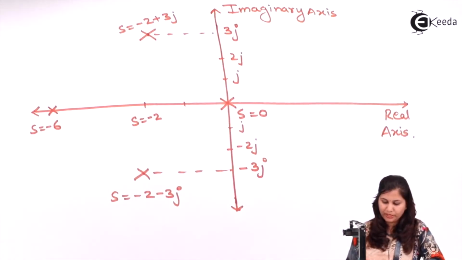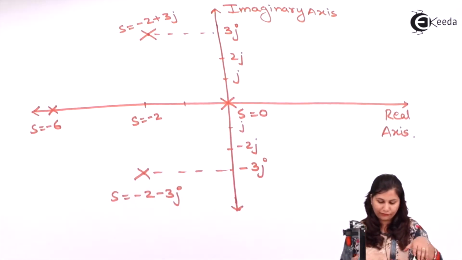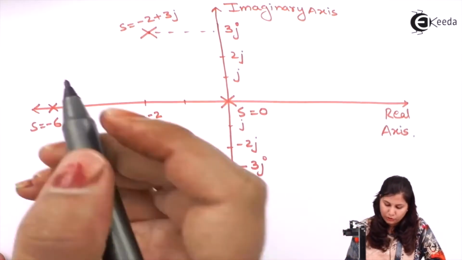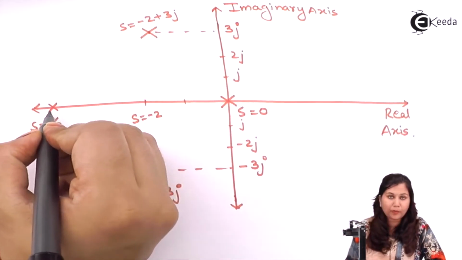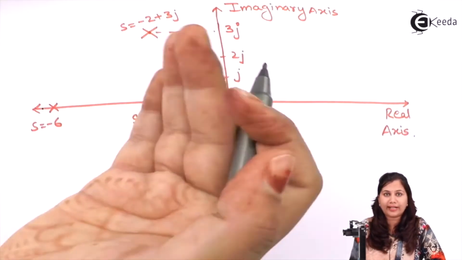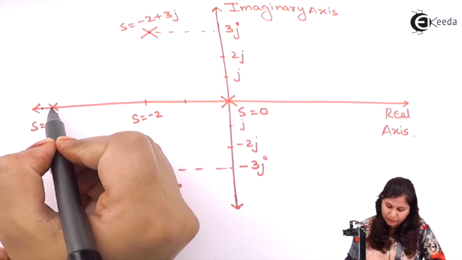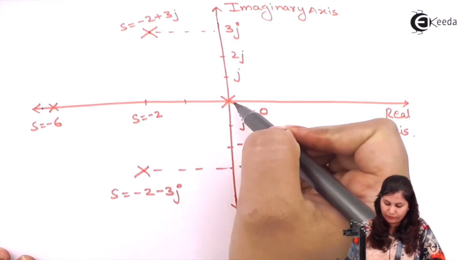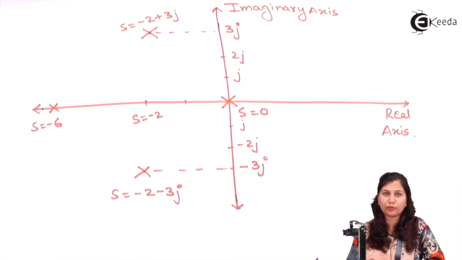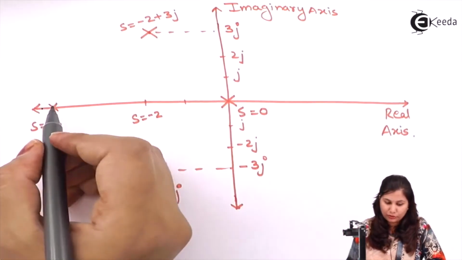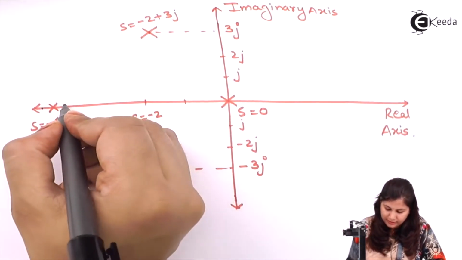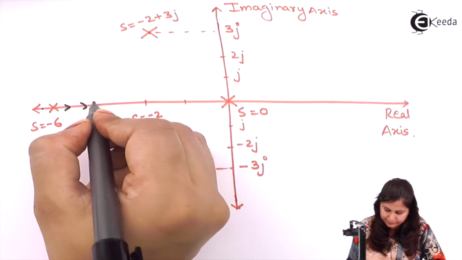Now we have to obtain the direction of the root locus. So if we take for this pole here, take a point, the number of poles and zeros on the right hand side of this point, that is 1, 2, 3, 4. We are having 4 poles. So it is an even number. So the direction of root locus will be towards the origin. It will be like this.